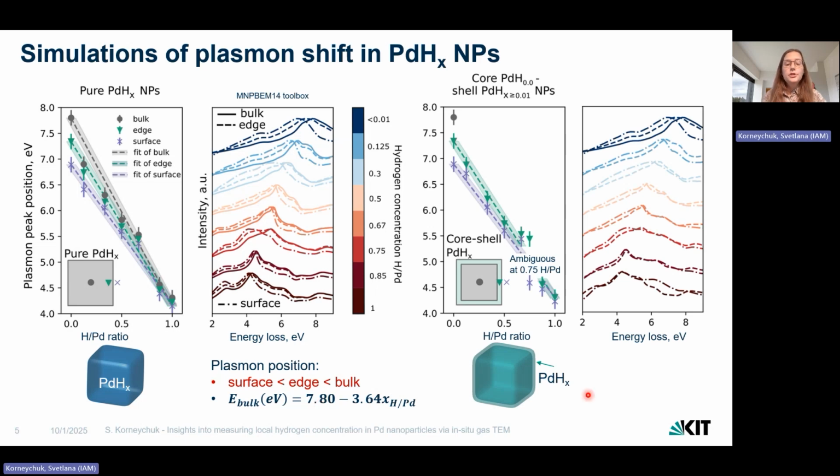What we also simulated is a core-shell situation, because we observe in our experiment that the surface hydrogenates earlier and faster than the bulk. So here we have core-shell. The core is a solid solution phase, and the shell has different concentrations of hydrogen. And we see that the EELS signal in the shell of the particle again follows the same trend. It decreases with the increase of hydrogen concentration, and it's also very close to the surface signal in the case of this pure particle.